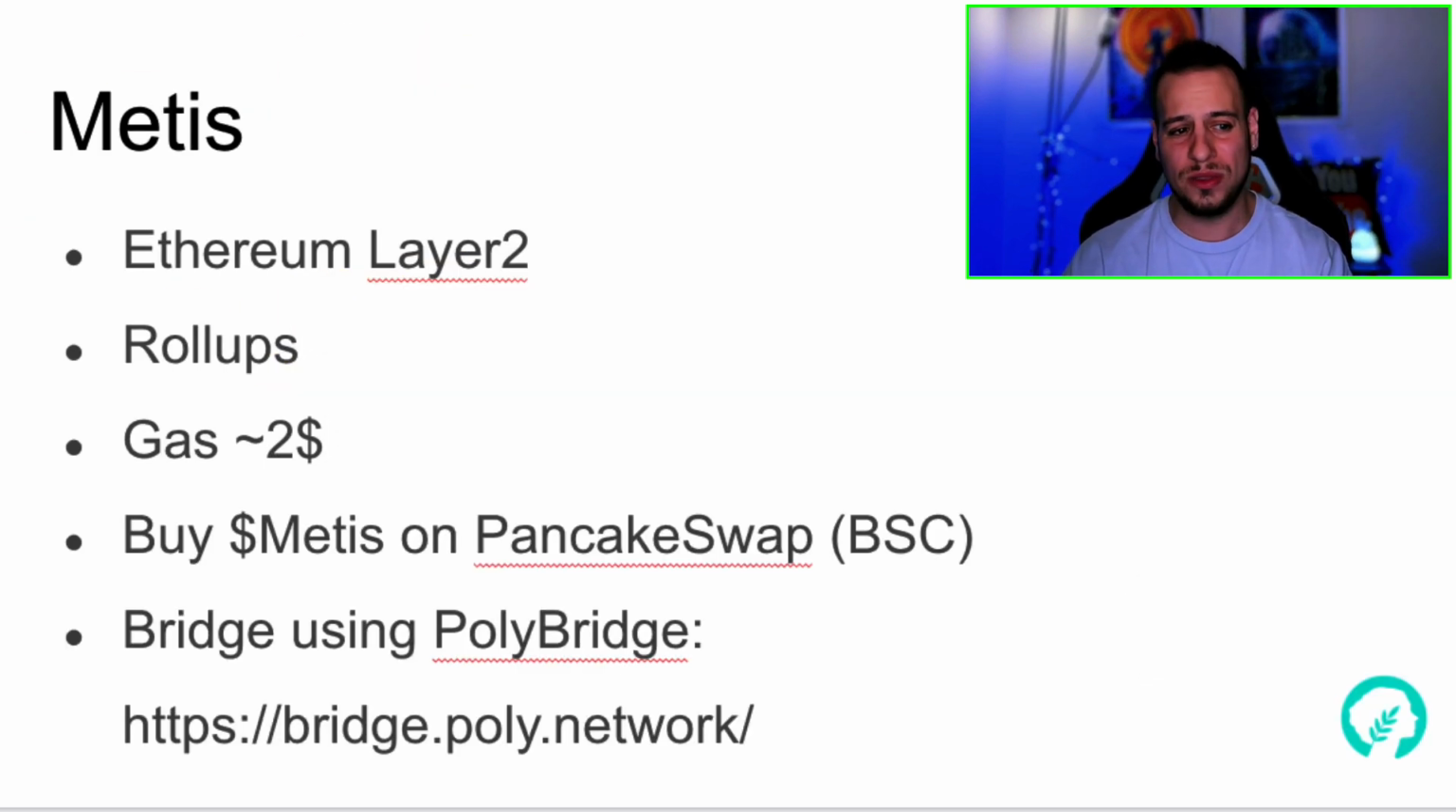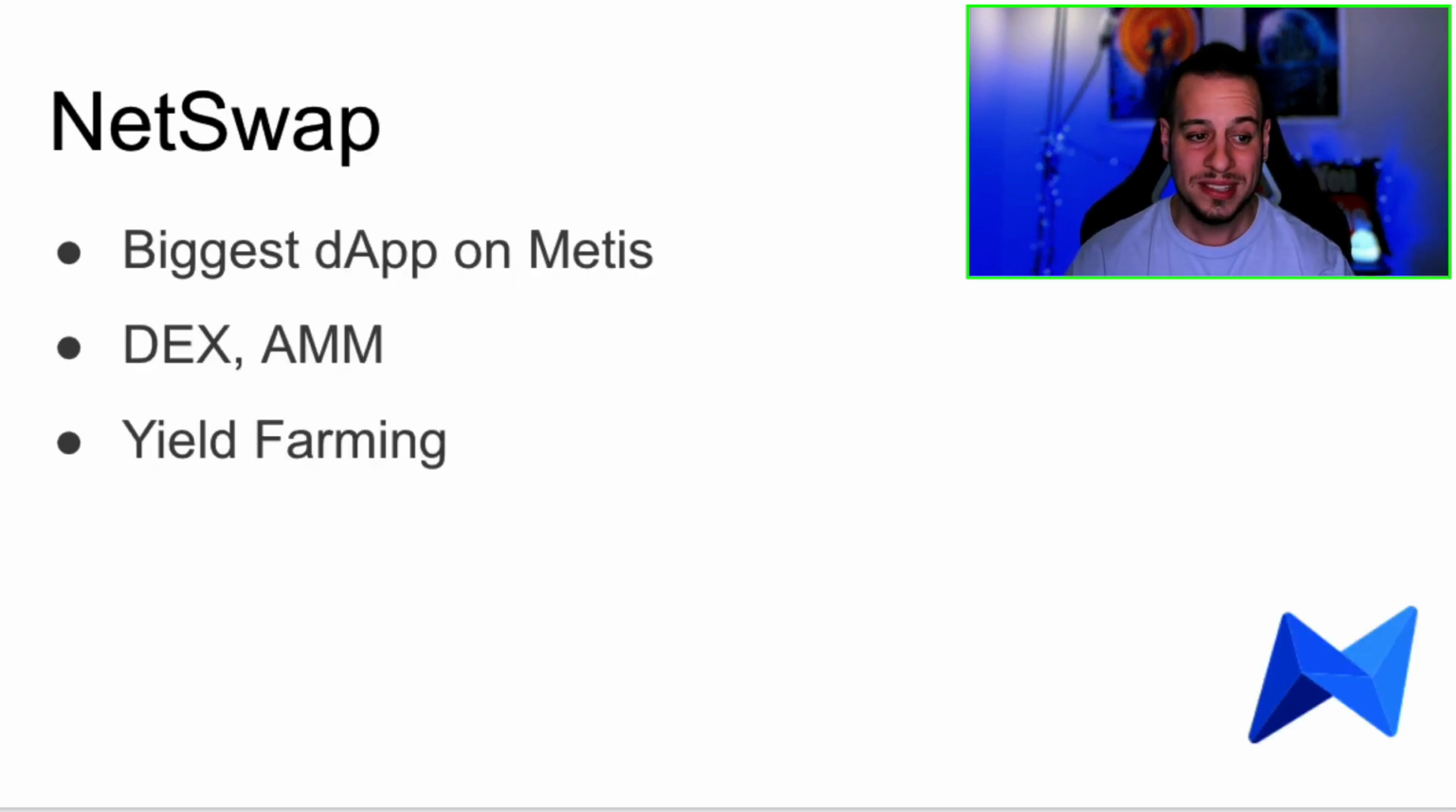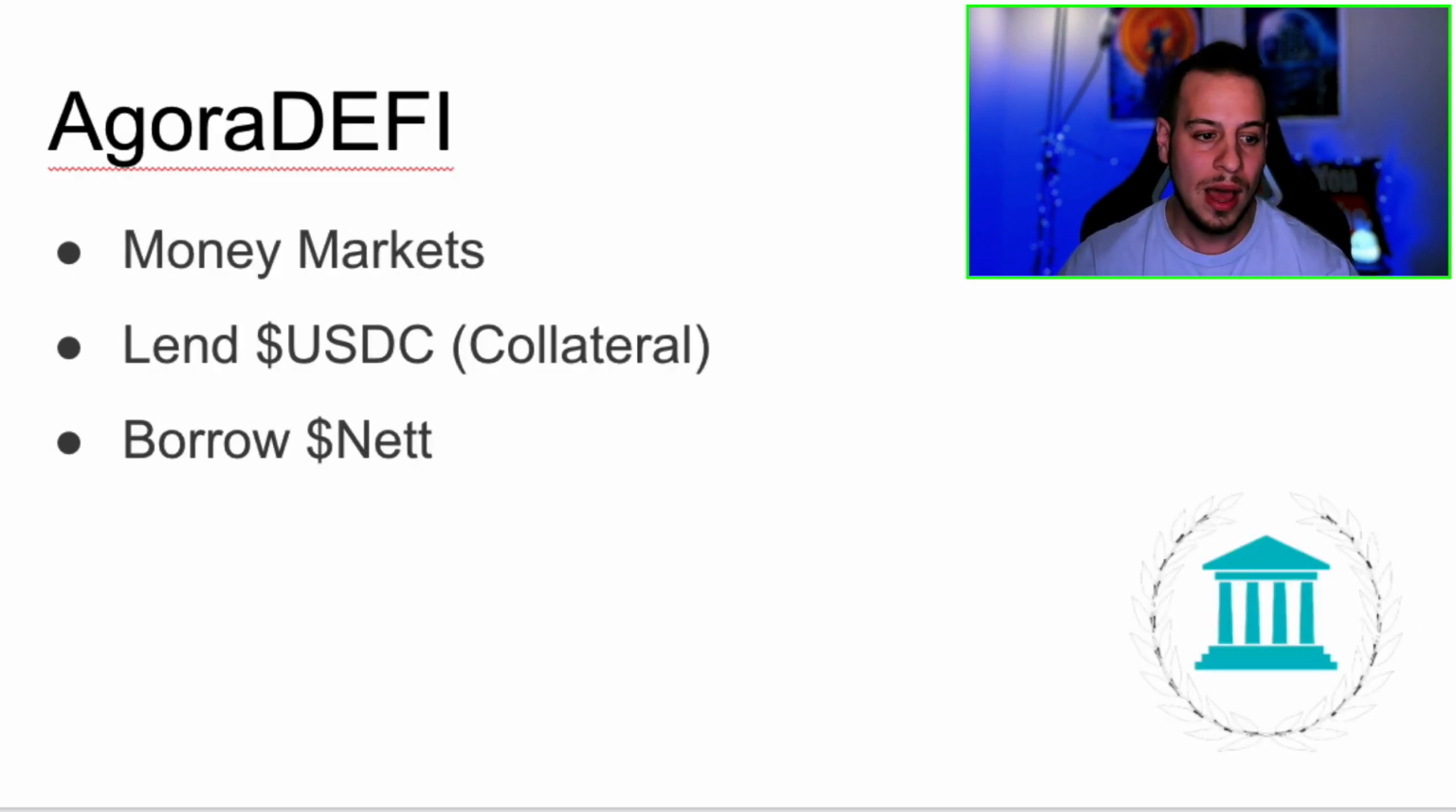Now we understand the concept: what is Metis chain, layer 2 rollups, how we're gonna send transactions, how we're gonna pay fees, what is NetSwap, and what is AgoraDefi. Now let's go through the step-by-step tutorial, how it looks like, and in the end we'll talk about the risk.